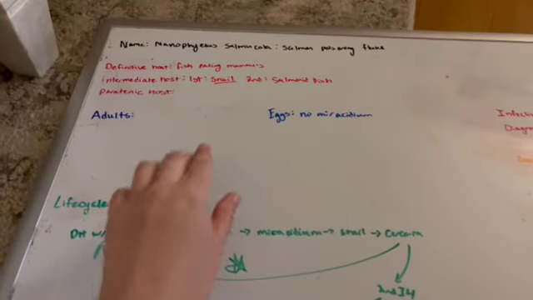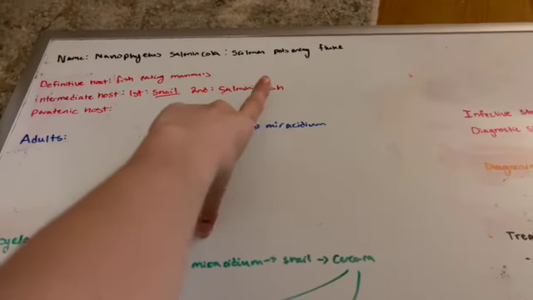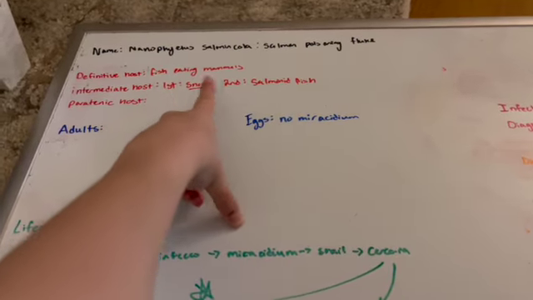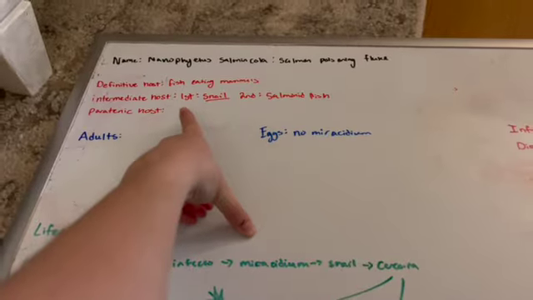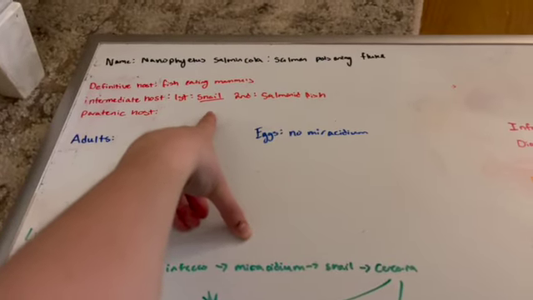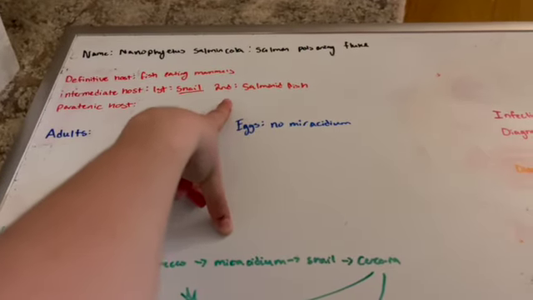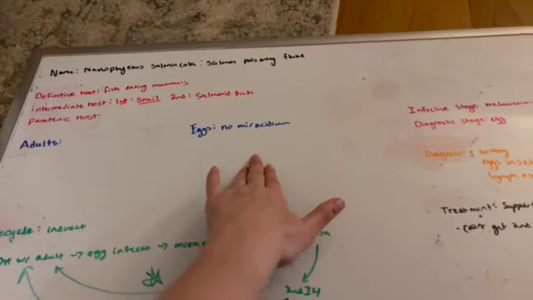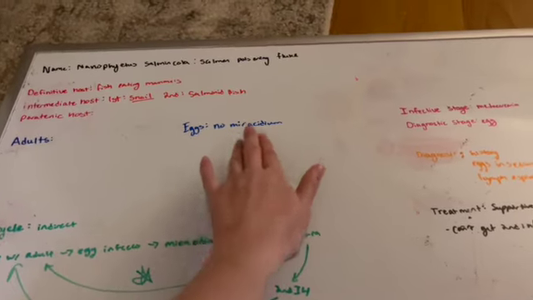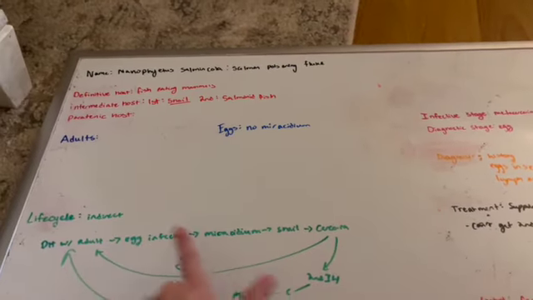This is Nanophyetus salmincola, which is the salmon poisoning fluke. Definitive hosts are any fish-eating mammals, so that can include us. This is a fluke, so all of their first intermediate host will be a snail. Second intermediate host is going to be the salmonid fish. The important thing is that the eggs have no miracidium in them. They have to develop out in the environment.